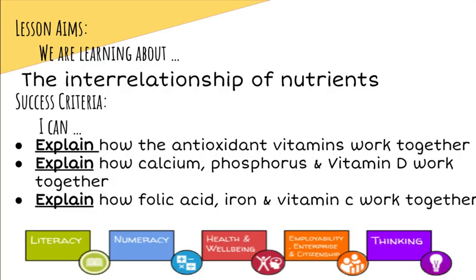Okay, so hopefully you should now be able to explain how the three antioxidant vitamins work together, vitamin A, C and E. And you should be able to explain how calcium, phosphorus and vitamin D work together. And you should be able to explain how folic acid, iron and vitamin C work together. Now remember, if you're explaining something, you have to give a fact. So I've just given you all the facts. Then we need a consequence that goes with those facts as well.